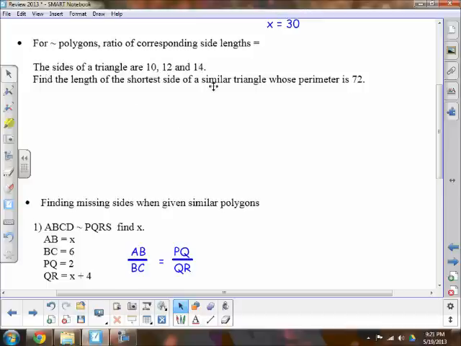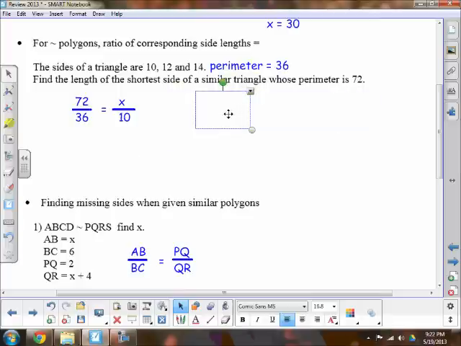So for this example here, the sides of a triangle are 10, 12, and 14. Find the length of the shorter side of a similar triangle whose perimeter is 72. Well, the perimeter of the triangle we're talking about first is 36. 12 plus 10 plus 14 is 36. So these perimeters should be proportional to the ratios of the corresponding sides in each of these triangles. So the ratio I could set up is 72 over 36 would be proportional to x, this shortest side that I'm looking for, over 10, which is the shortest side of the other triangle.